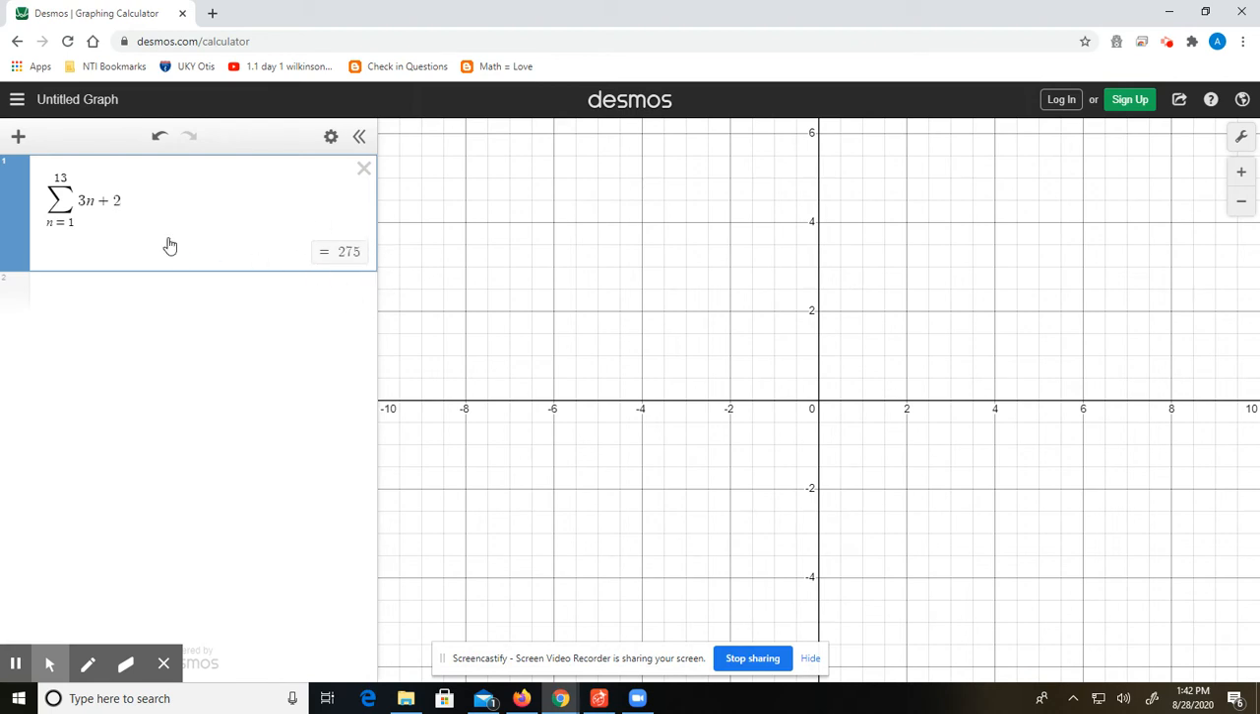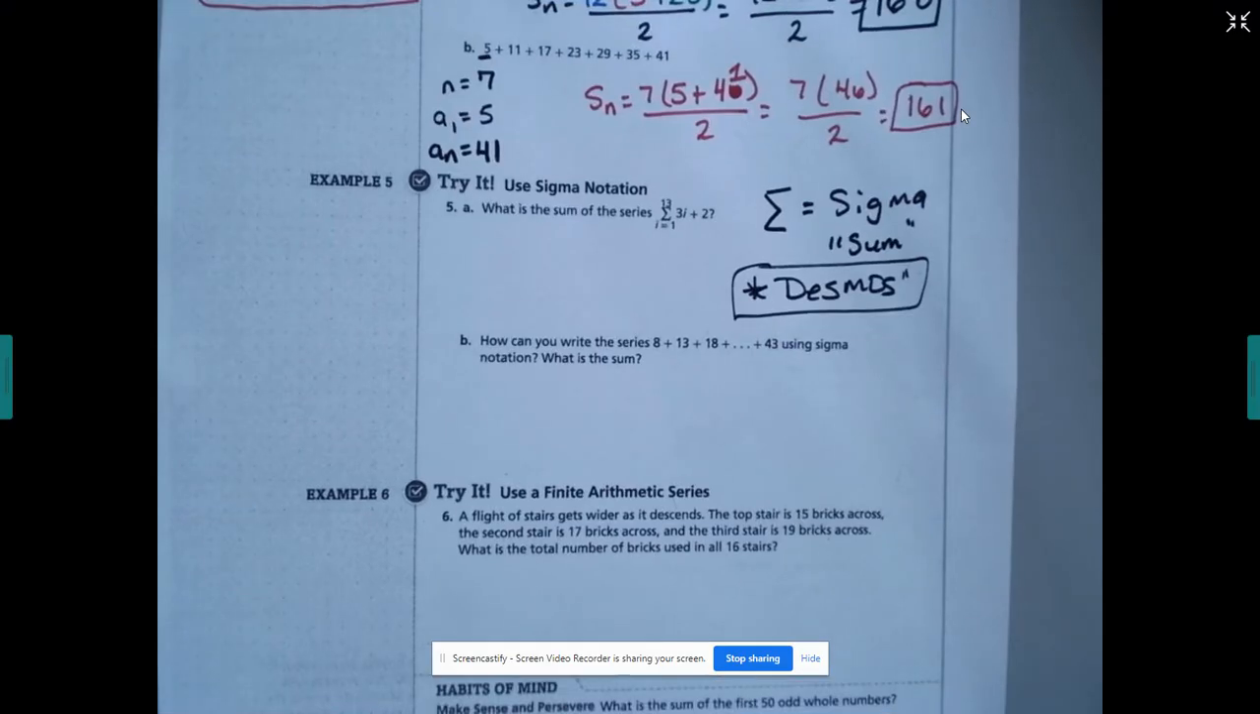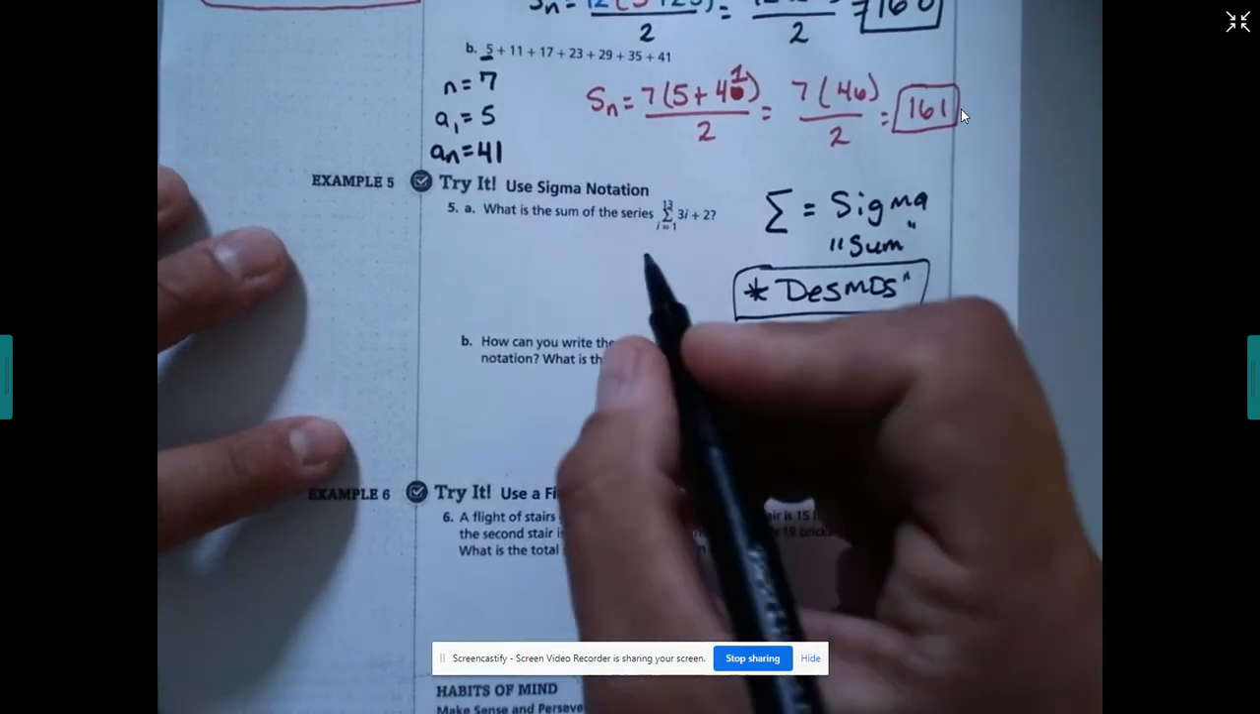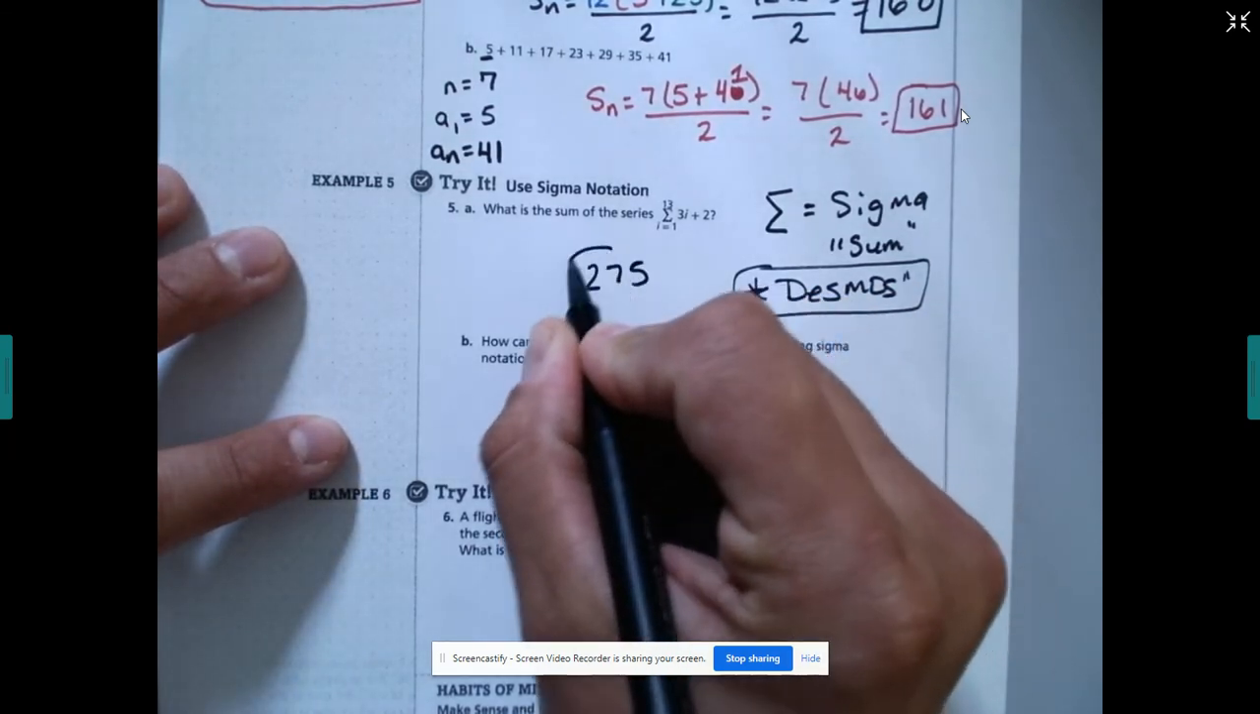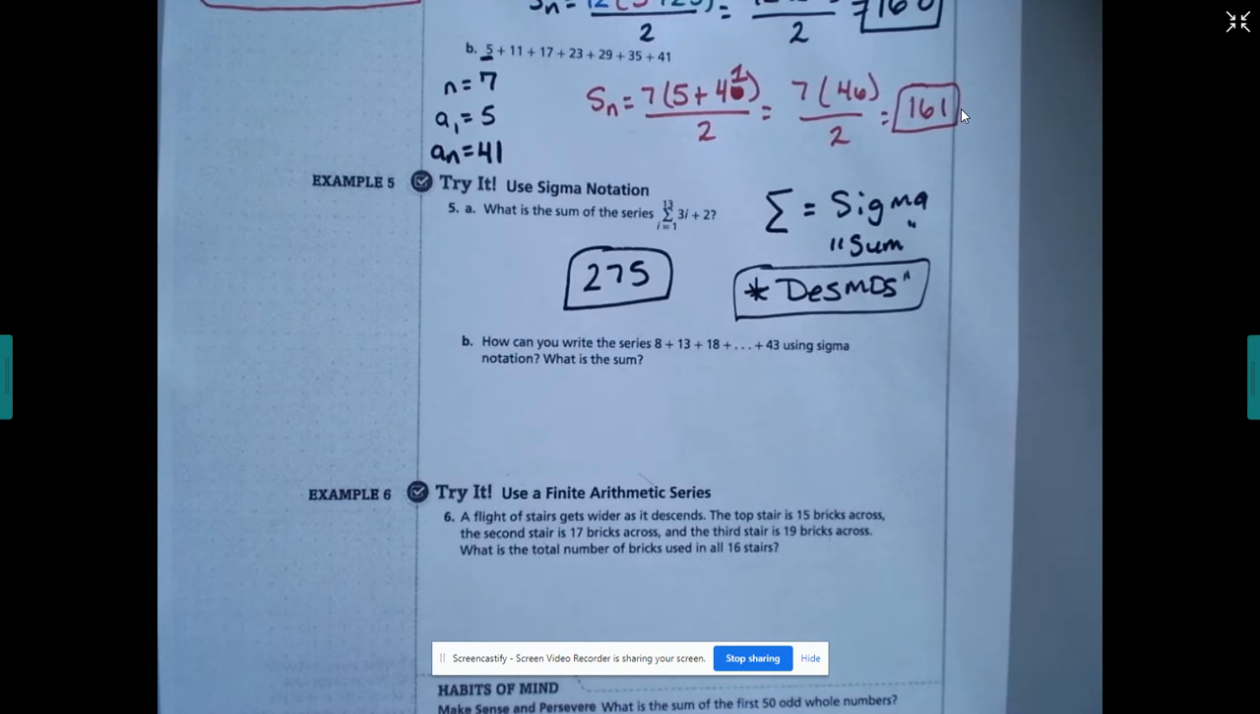Okay, so again, that was type in the letters S-U-M, and that symbol will appear. All right, so I got an answer of 275, and I am done with that problem. Okay, I am finished. Got it right, A plus, easy peasy, right in the calculator. All right.